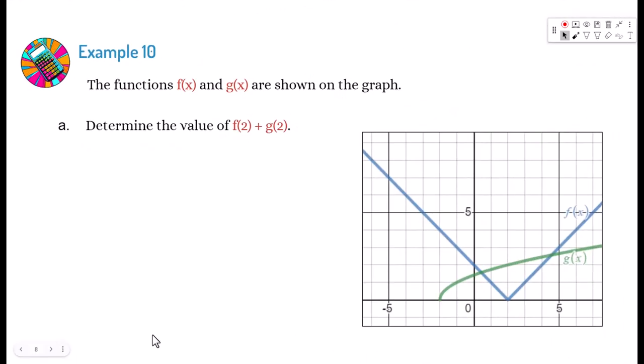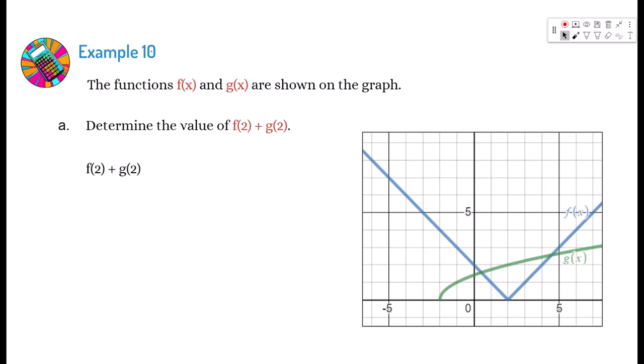Okay, let's look at example 10. All the good stuff is starting to happen now. We're starting to look at the graphs. The functions f of x and g of x are shown on the graph below here. Determine the value of f of 2 plus g of 2. Well, remember, the 2 is the input, and we need to figure out an output. And the output is the y value associated with when x equals 2.